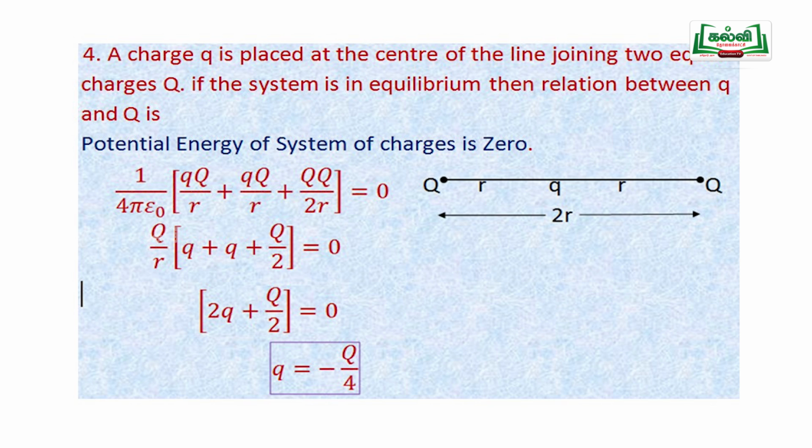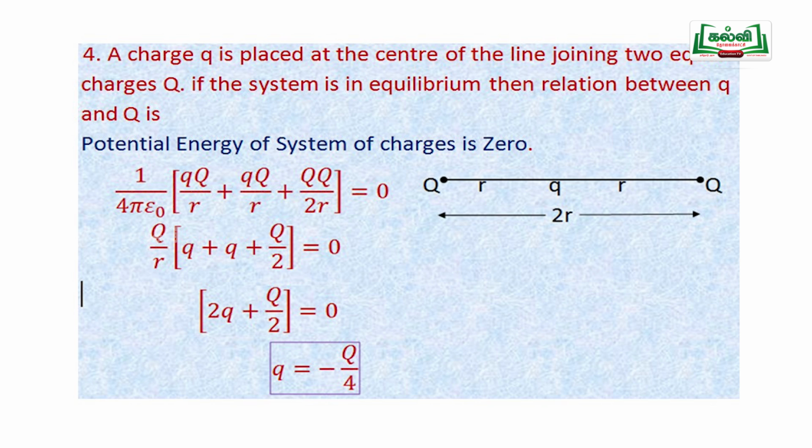Next, this is another important problem, children. You are given a charge q, it is placed between two charges capital Q and capital Q at the midpoint. If the system is in equilibrium, you are asked to find out what is the relation between capital Q and small q. Now, it has been given, listen, charge small q is kept at the midpoint of capital Q and capital Q and you take the distance as r and r here. So, the distance between capital Q and capital Q becomes 2r.